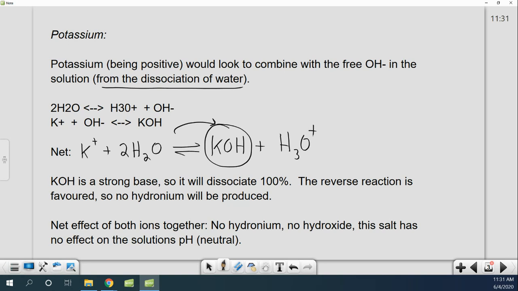Whenever I form this KOH, it's falling apart again right away, which means I'm going to be heavily favoring the left side of this equation, the reactants. So that reverse reaction is favored, which means I'm not making any hydronium. Anytime I make KOH and hydronium, they're going to recombine and go back the other way. So the net effect of both ions, I'm not making base, I'm not making acid, no hydronium, no hydroxide. This salt has no effect on pH, which means this would be a neutral solution. So KI would give you a neutral solution.